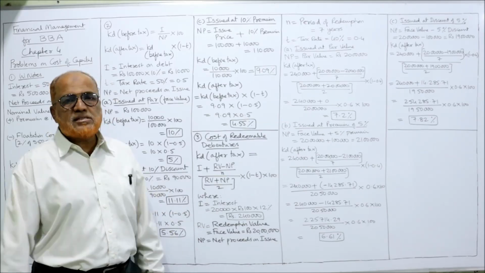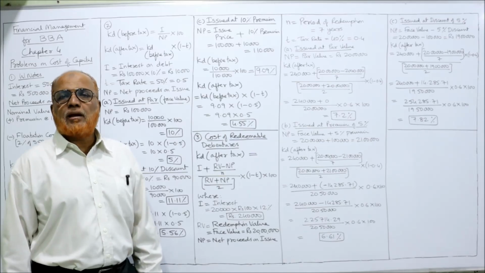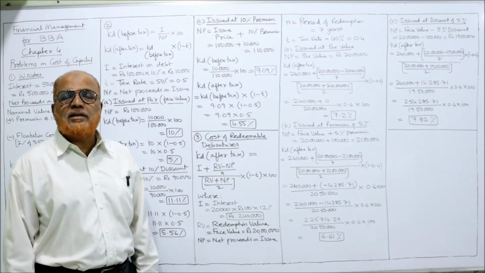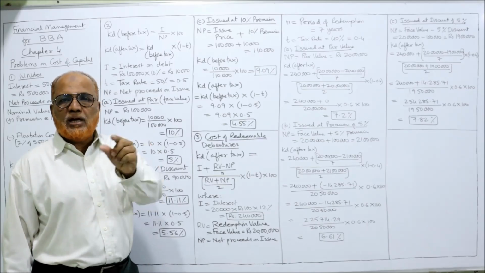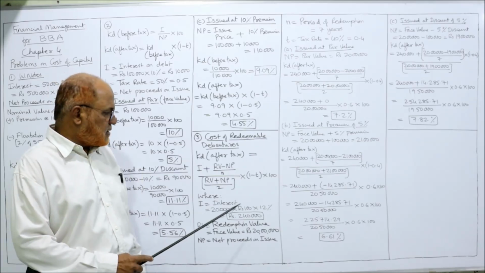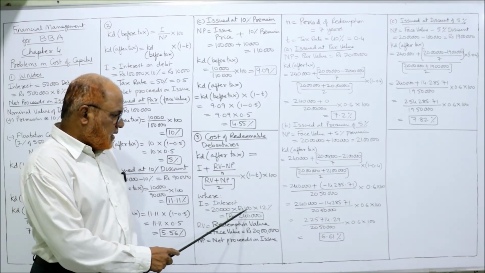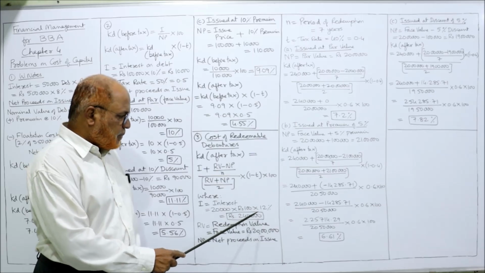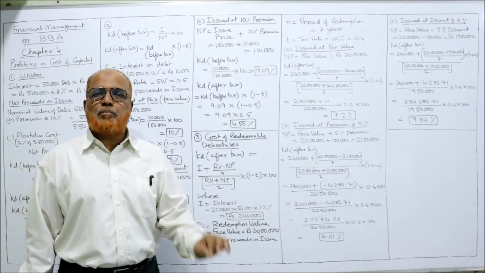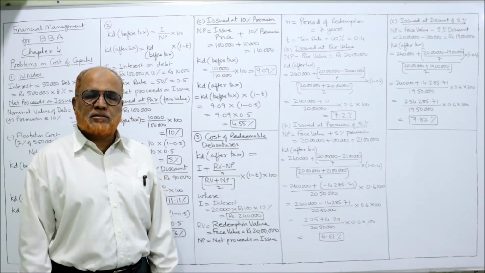So where I is equal to interest. The rate of interest is 12% on the whole debentures, 20 lakh. 20,000 into 100, you will get 20 lakh debentures, 12%. So 20 lakh into 12%, you will get 2,40,000 is the annual interest payable on debentures.